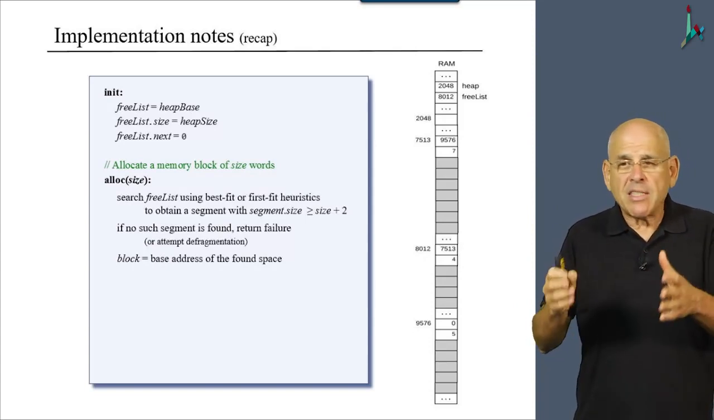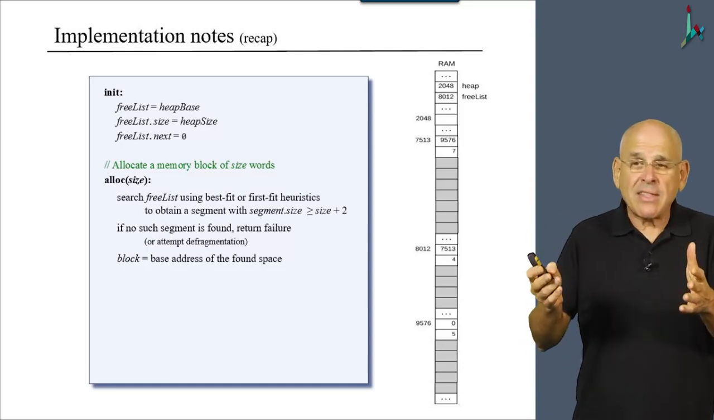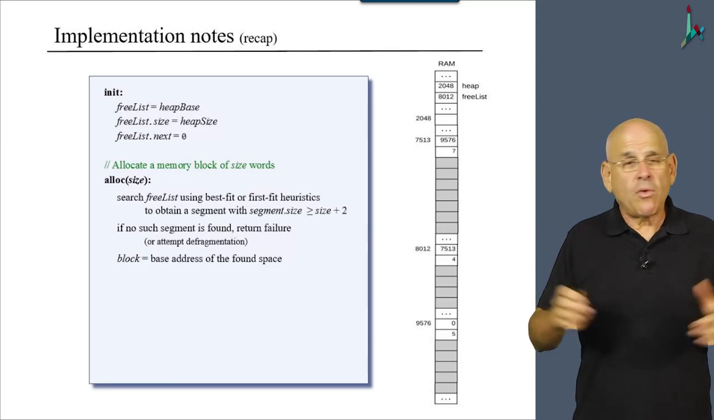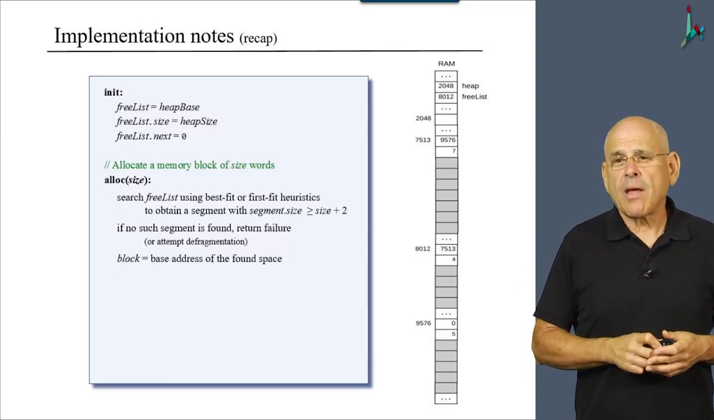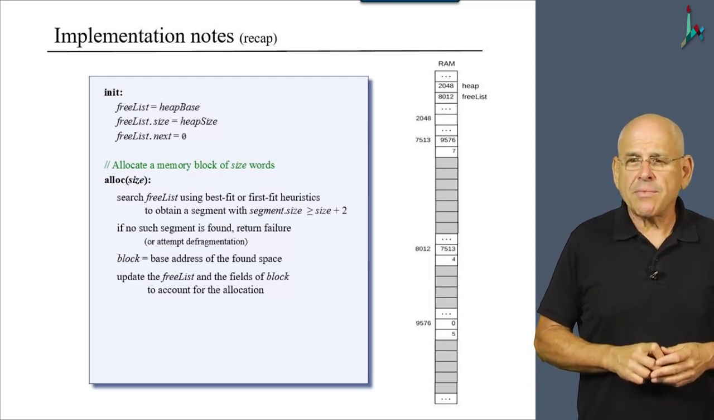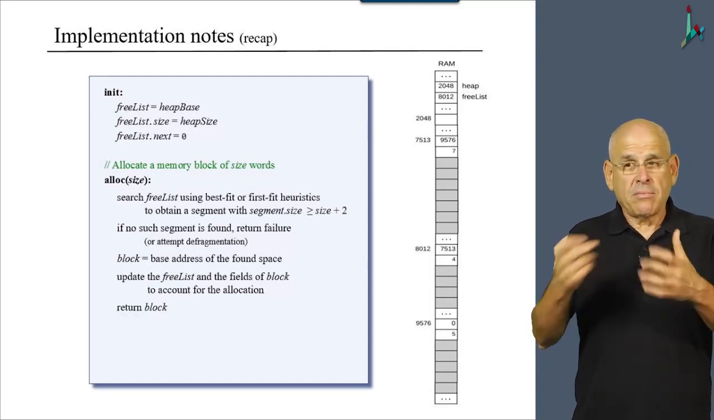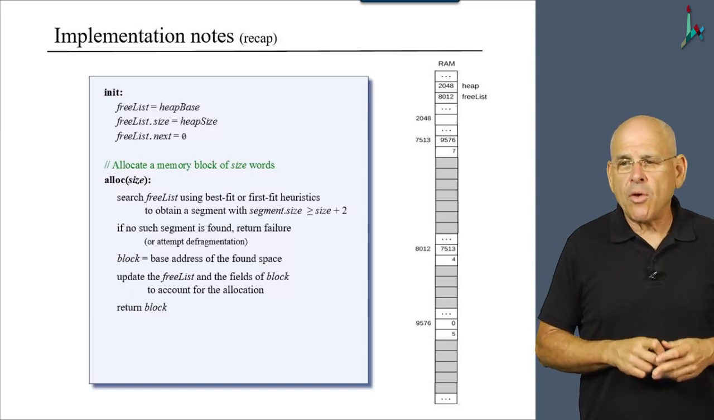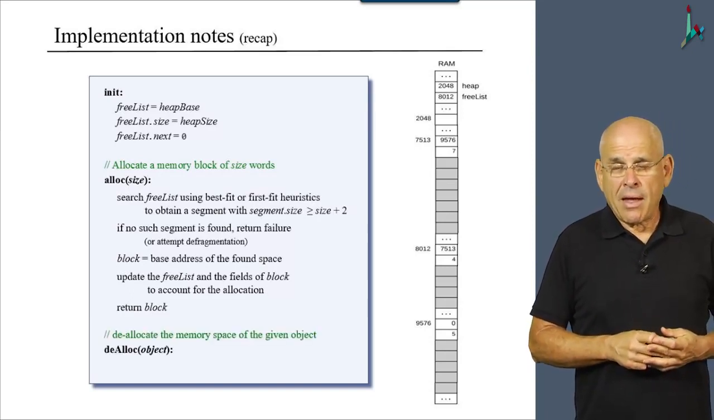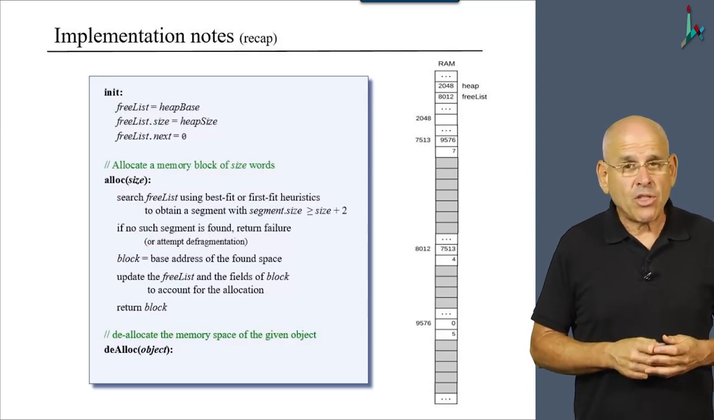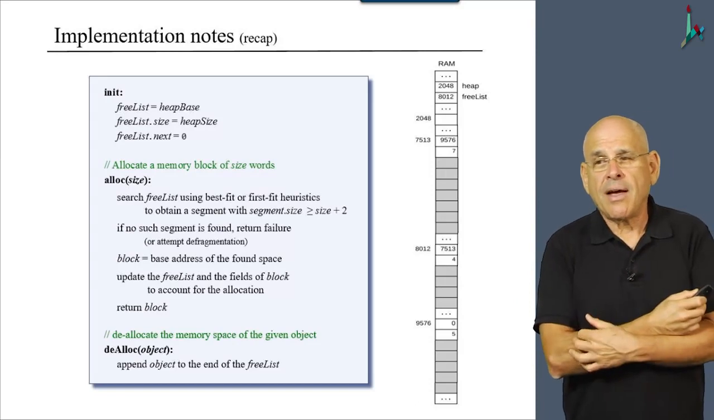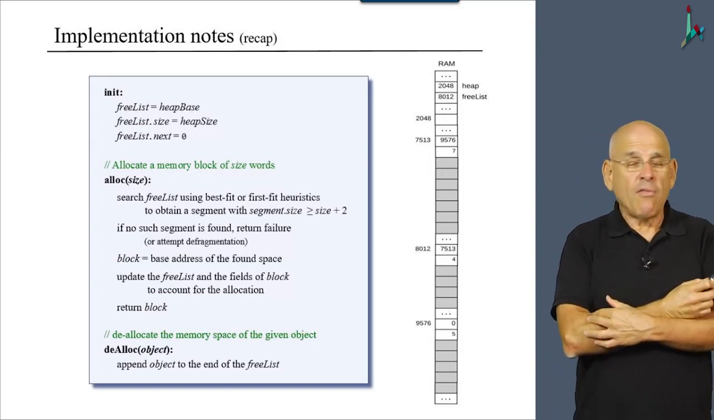And if we find this block, great. If we don't find such a block in the free list, then we can try to do defragmentation. And then we have to update the free list to reflect the allocation and return the handler to the newly assigned object. And dealloc is much easier to implement. All we have to do is take this object and append it to the end of the free list.